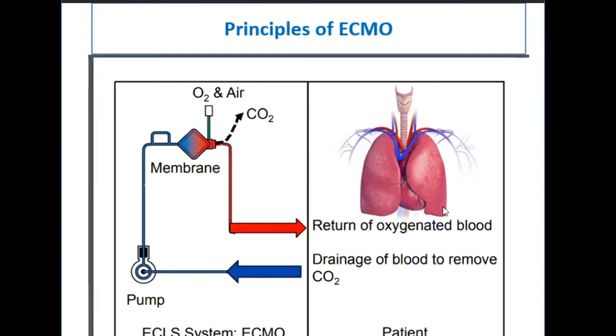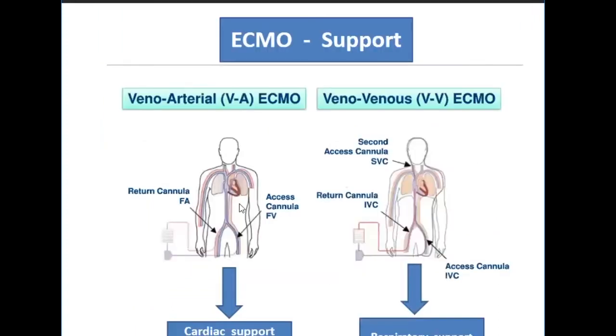When we think about ECMO, we have to discuss two circulations. One is the native circulation and another is the extracorporeal life support, that is, the extracorporeal circulation. So here we have to understand the combined native and extracorporeal circulation.